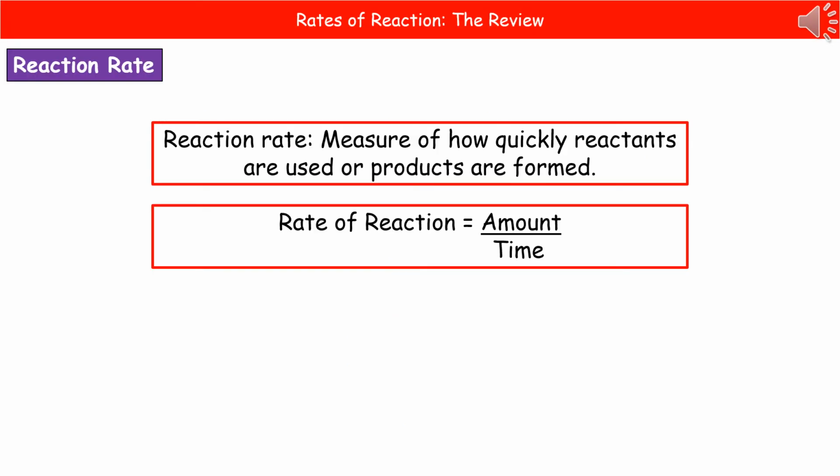Today's chemistry check is on rates of reaction. So when we're talking about the reaction rate, it's the measure of how quickly reactants are used or products are formed. And the way we work it out is the amount divided by time.